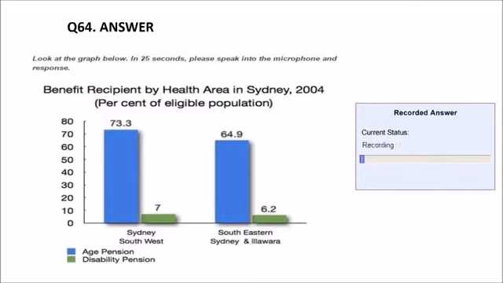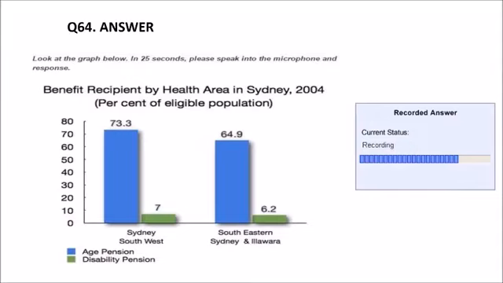This bar chart represents the eligible population who were the recipients of age and disability pension in Sydney during year 2004. About 73.3% in Sydney Southwest and 64.9% in southeastern Illawarra region received the age pension, while the smallest proportion, at 7% and 6.2%, was for disability pension. The age pension was more in demand than disability pension.